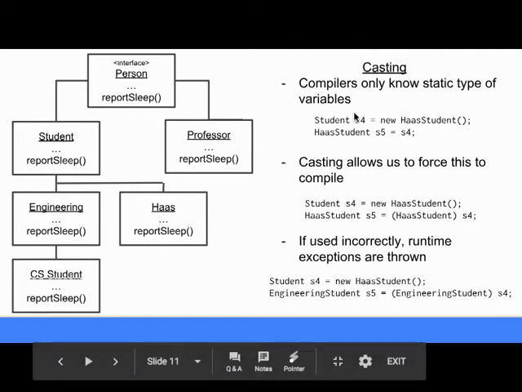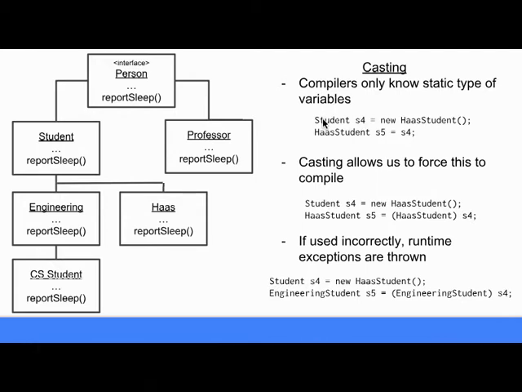So for instance, if we declare S4, where its static type is student and its dynamic type is host student, then we declare another variable called S5, whose static type is host student, and we set that equal to S4. Will this compile? No, because compilers only know the static type of variables again, right? So when we set this equal to S4, it's going to look at the static type of S4, which is student, and not all students are host students, and therefore it doesn't really make sense for this to compile.